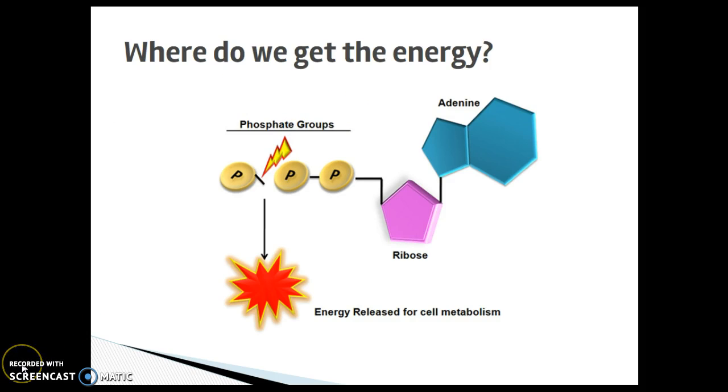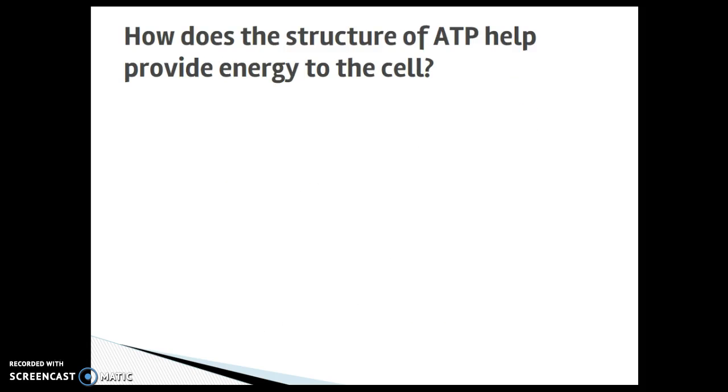Write your answer on the board. The energy is stored in these bonds between the phosphate groups. You put something similar, awesome. How does the structure of ATP help provide energy to cells? I want you to think about that question first before I go to the next slide. How does the structure of ATP help provide energy to the cell?